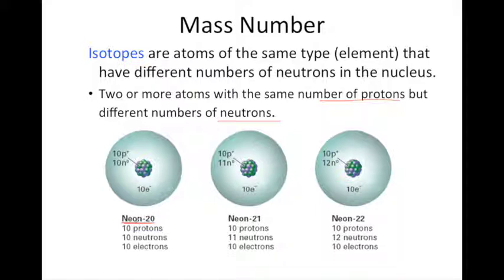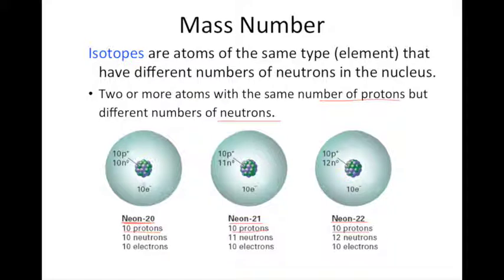So here we have neon with a mass number of 20, neon with a mass number of 21, and neon 22. Each of these is the same element. They're all neon, and they all therefore have 10 protons. And we can tell that by looking at a periodic table. Neon has an atomic number of 10.